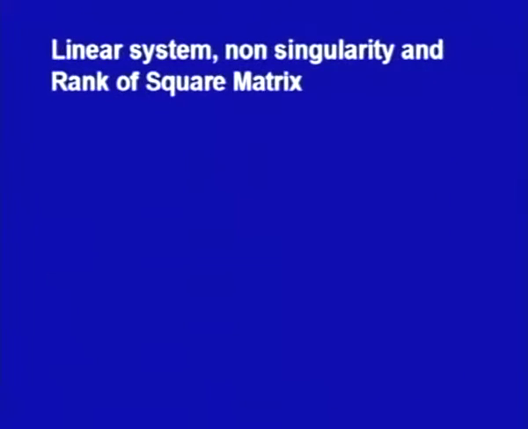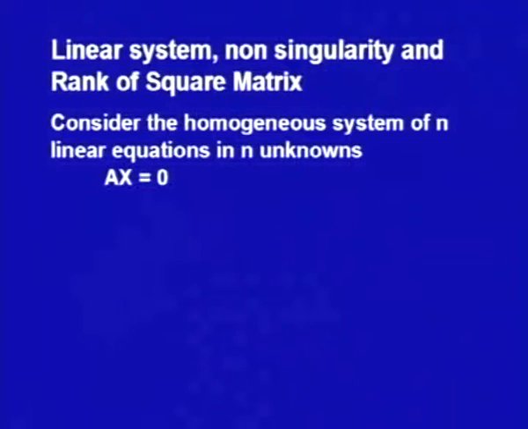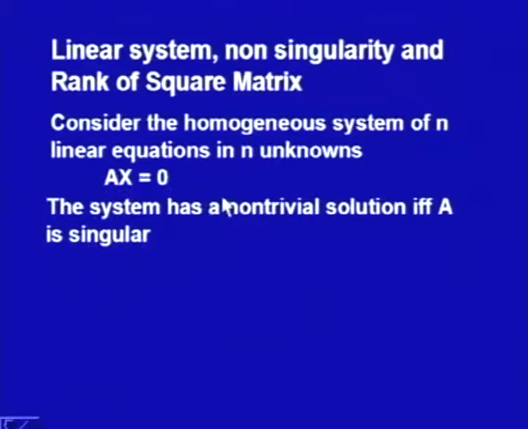Now we will try to relate linear systems, non-singularity and rank of a square matrix. If we consider a homogeneous system of n linear equations in n unknowns, then we can write this system in the form Ax = 0, where A is an n by n matrix and x is a column vector in Rn, and 0 is the zero vector in Rn. Then the system has a non-trivial solution if and only if A is singular.